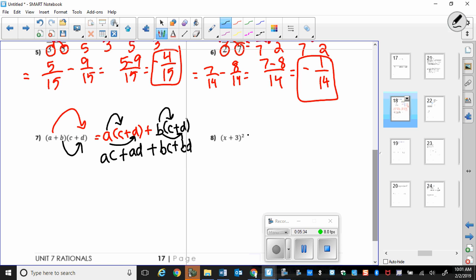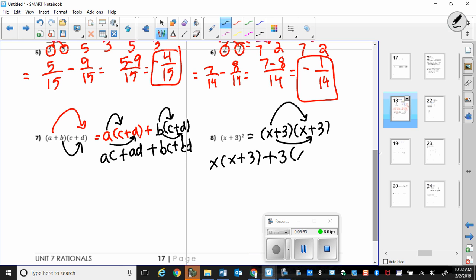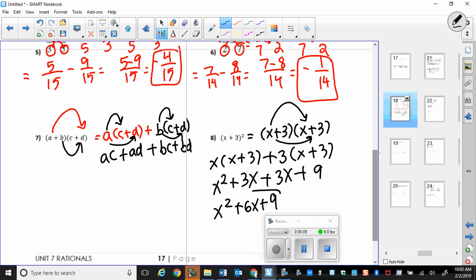Now, number 8, on the other hand, you break it out, you have x plus 3 times the quantity of x plus 3. That means x distributes to the second expression, so x times x plus 3. And 3 distributes to the second expression, so positive 3 times x plus 3. I get x squared plus 3x plus 3x plus 9, or x squared plus 6x plus 9. Final answer. Okay?